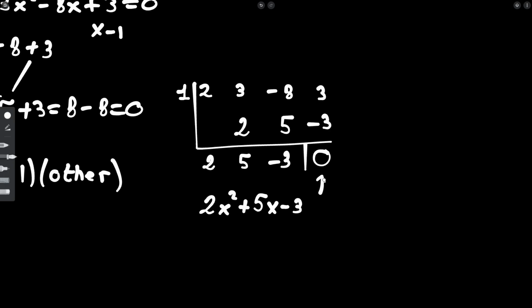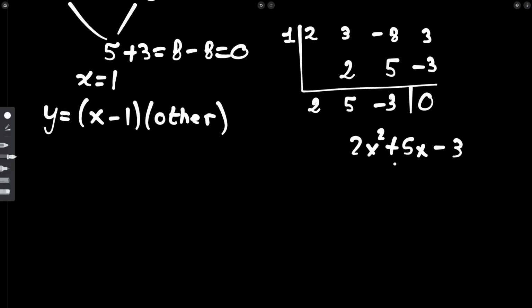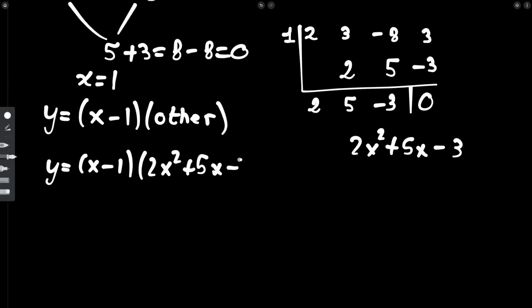This bit here is for a remainder. If this number here were to be 1 for some reason, we would have 2x squared plus 5x minus 3 plus 1 over x minus 1. But we have a 0 there, so that term essentially goes away, and we're left with 2x squared plus 5x minus 3. This other term here, y equals x minus 1, 2x squared plus 5x minus 3.